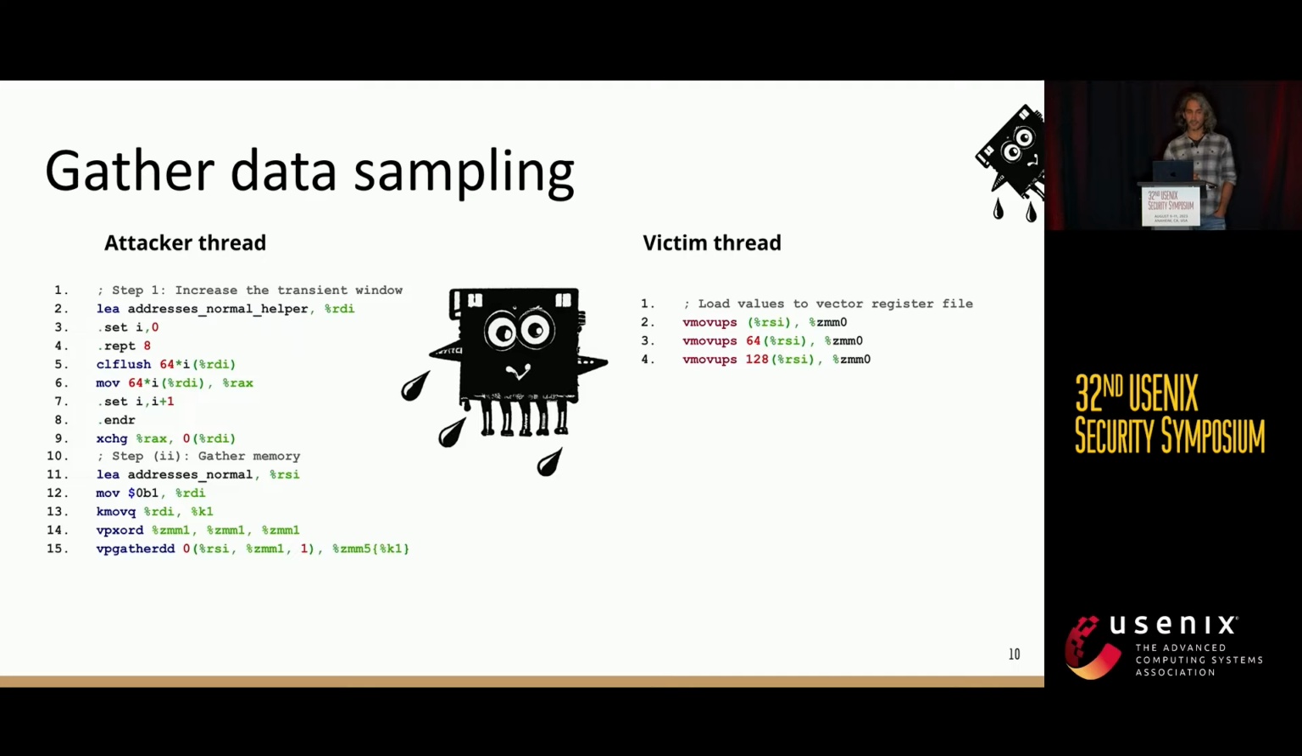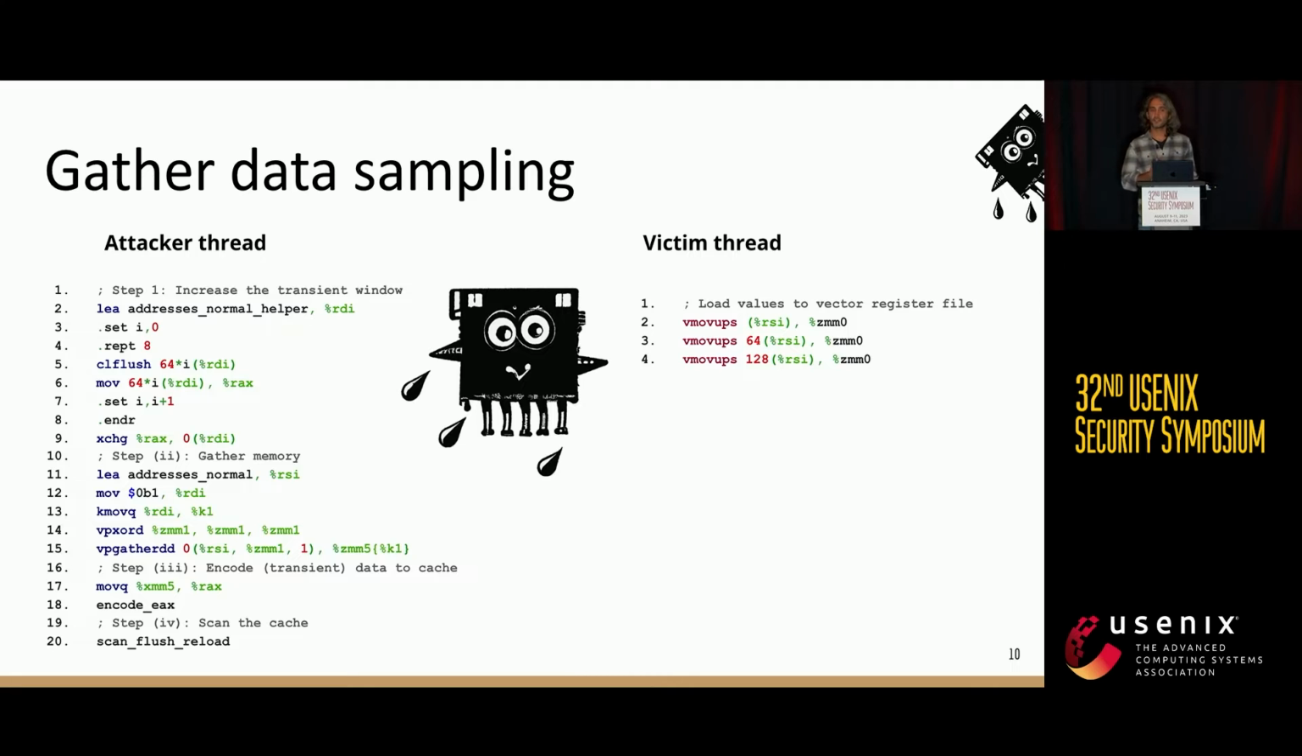Now, the second thing an attacker does is just execute the gather instruction. And that's just executing the gather instruction. The gather instruction doesn't even need to have a fault or anything special. And then we encode the output of the gather instruction to the cache and scan the cache, and the last two steps are very similar to the original Meltdown and Microarchitectural Data Sampling attacks.